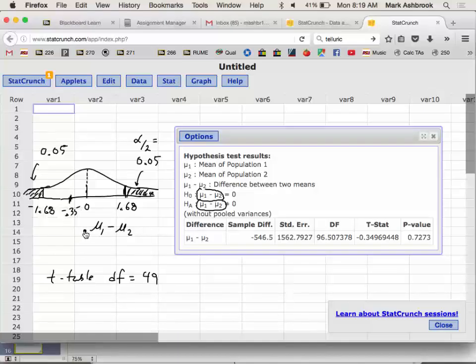Reject or don't reject? Don't reject. Because there is evidence or there's not enough evidence? Not enough evidence to say that men and women speak different amounts. Okay?